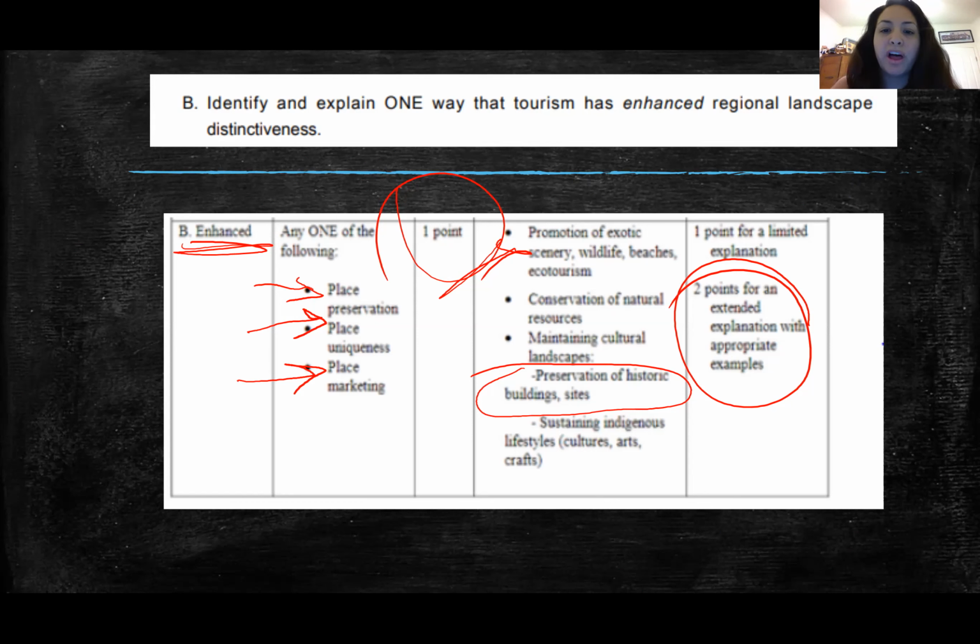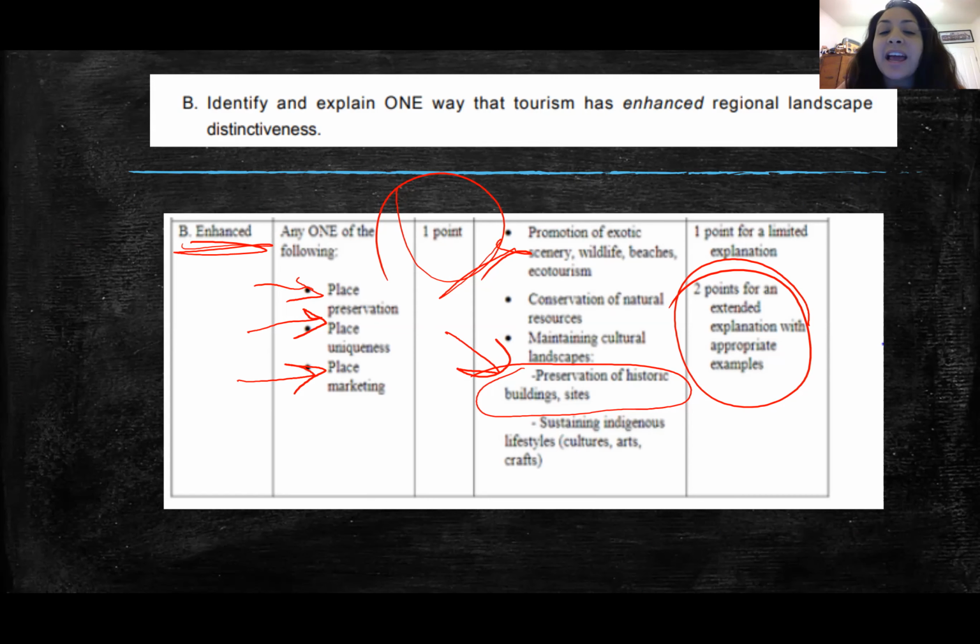That's a good example of enhancing the regional distinctiveness and the preservation of historic buildings or sites, because you could go around and they had like ghost tours and stuff like that. Things like that. That's the preservation of historic buildings or sites.